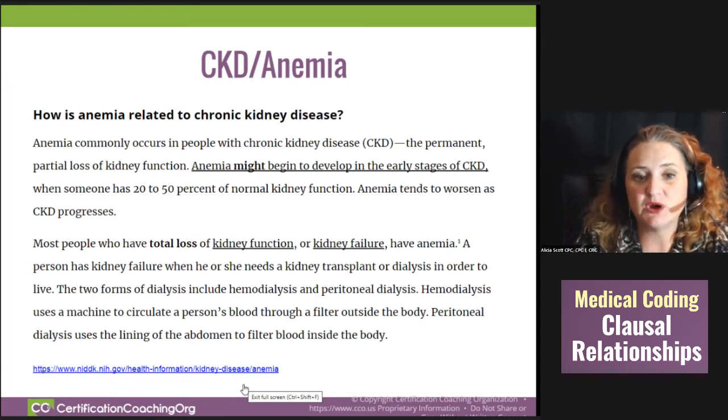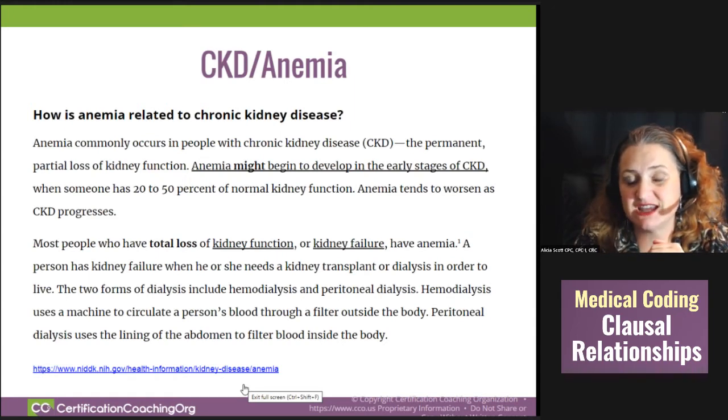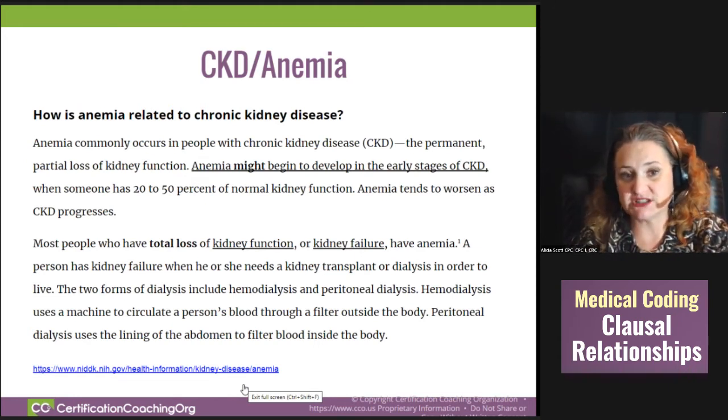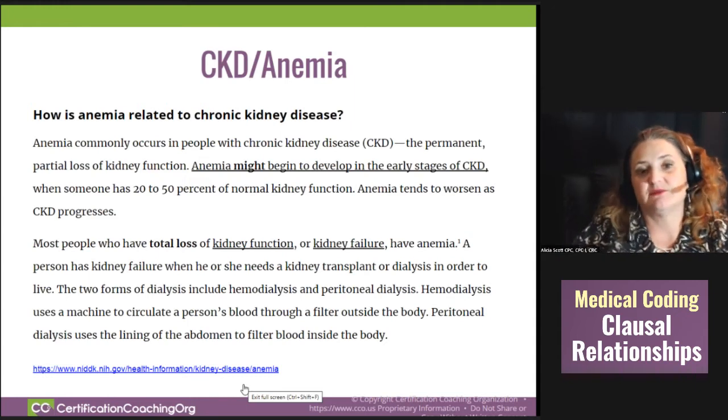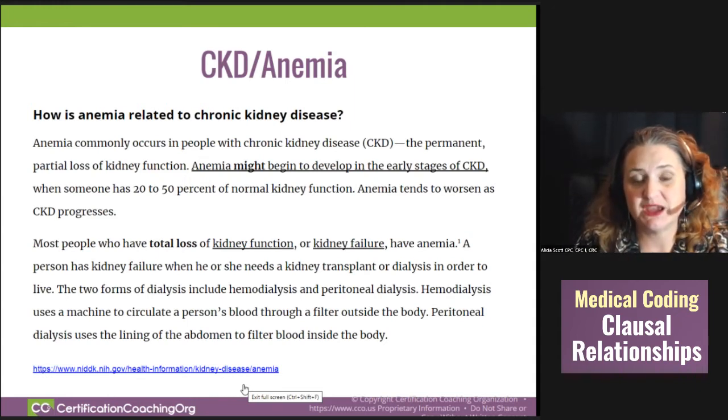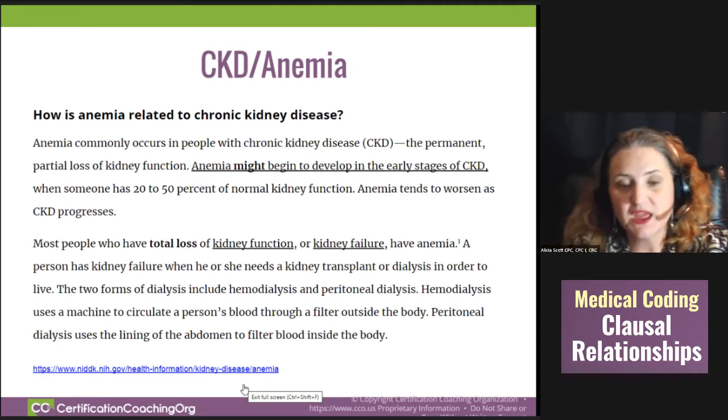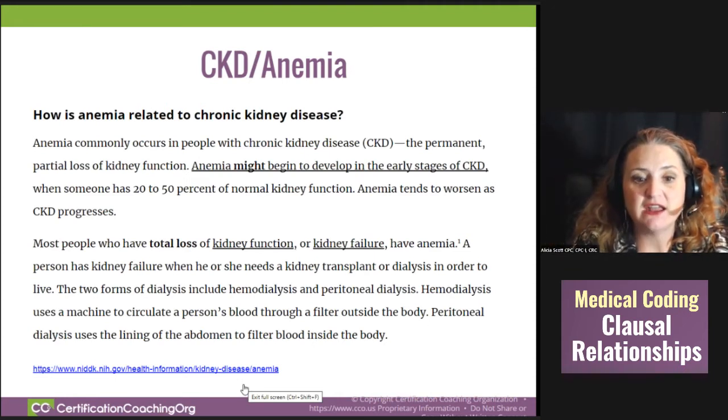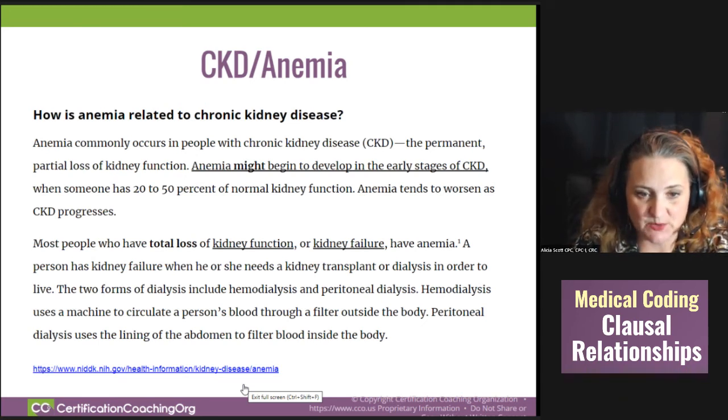The main thing that you want to know is that anemia might begin to develop in the early stages of CKD. But then it goes on to say 20 to 50% of normal kidney function, when somebody has that, and then as the CKD worsens, of course, then they're more likely to become anemic. It is associated. And then we say, okay, why? Because with the total loss of kidney function or kidney failure, these people have anemia. And if a person is on dialysis, that's pertinent as well.